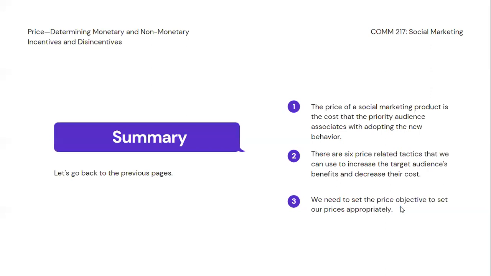So let's summarize what we covered in this module. First, we defined price from a social marketing perspective. The price of a social marketing product is the cost that the priority audience associates with adopting the new behavior. We also discussed the 6 price-related tactics that we can use to increase the target audience's benefits and decrease their cost. And lastly, we were also guided on how to set the price objectives for us to be able to set our prices appropriately.